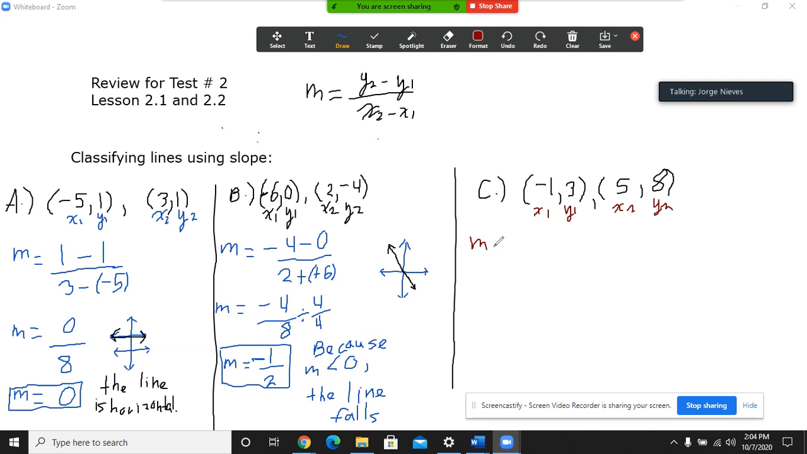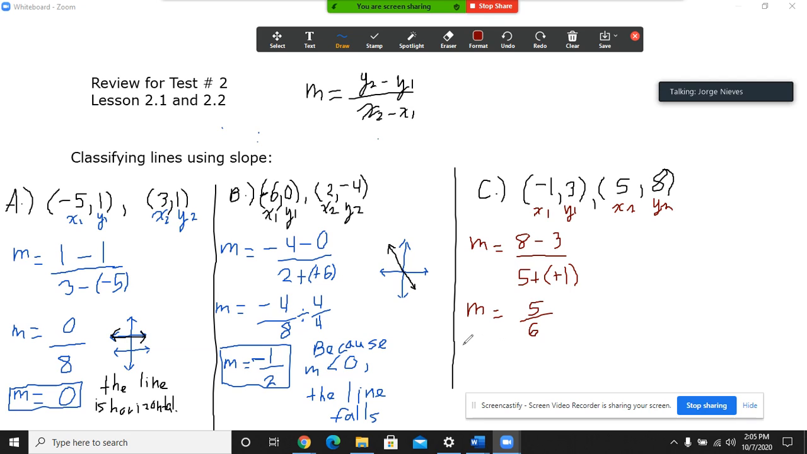So we got m is equal to 8 minus 3. And in the denominator, we got 5 minus -1. So in the numerator, it is going to be 5. So this is going to be, in other words, 5 over 6. Okay. So we got here that m is greater than 0 because it's positive.